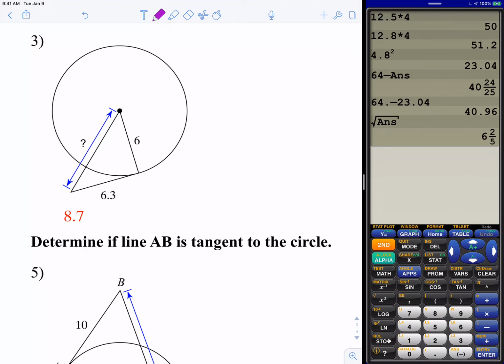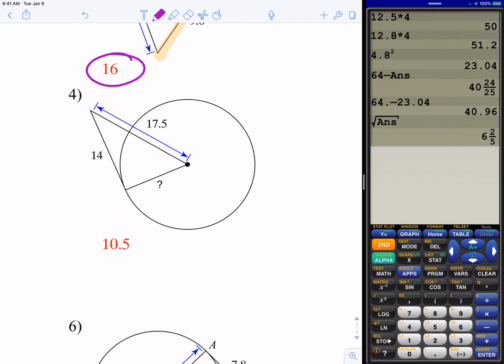Number 3, here's your point of tangency. So there's the right angle. At the point of tangency, that's where your legs meet. So if I set up for Pythagorean theorem, 6 squared plus 6.3 squared equals x squared. X is 8.7. Number 4, this is x. Here's your right angle. So there's the legs that form that right angle. So 14 squared plus x squared equals 17.5 squared.